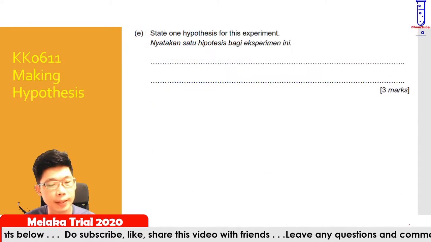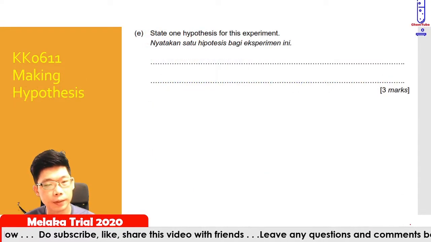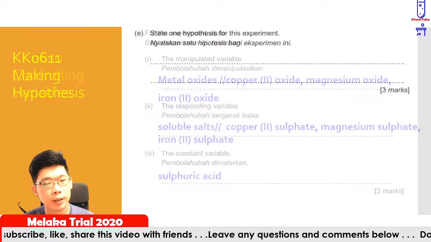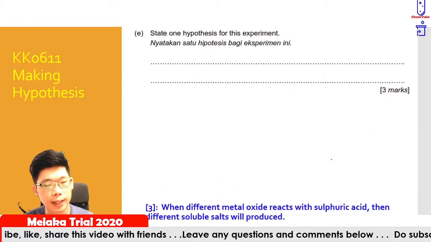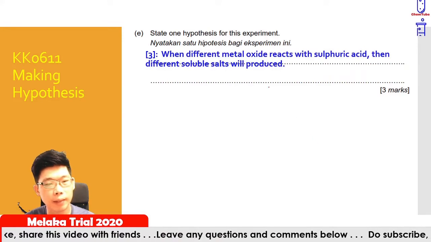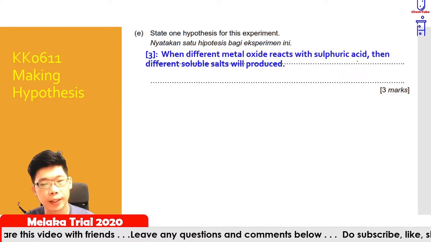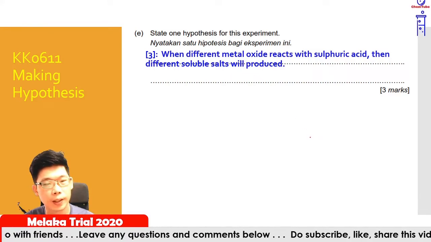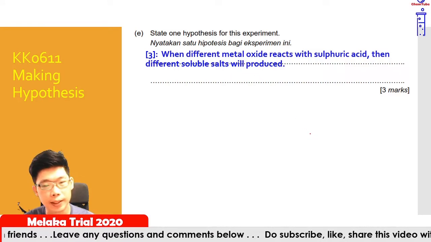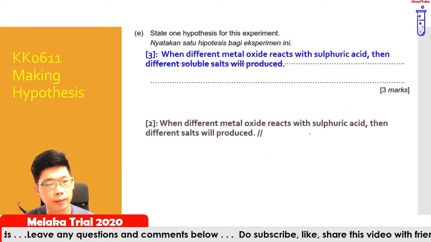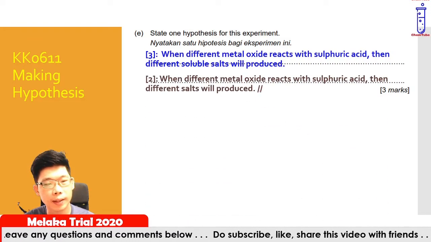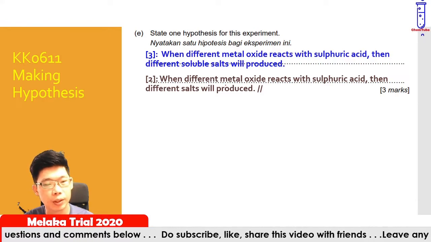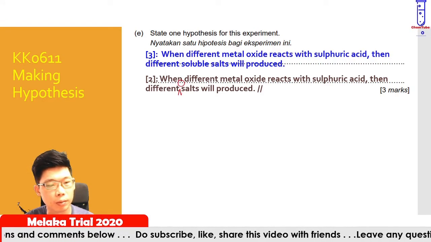Then hypothesis. Just now we saw this is our MV, this is our RV. So our suggested answer: when different metal oxide reacts with sulfuric acid, then different soluble salt will be produced. This is the hypothesis for 3 marks. For 2 marks: when different metal oxide reacts with sulfuric acid, then different salt will be produced. Not mentioning the soluble salt.